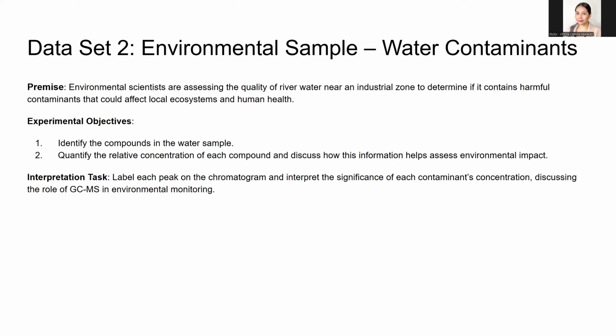So your experimental objective is to identify the compounds that are present in the water sample and then check the relative concentration of each compound and discuss how this can affect the ecosystems in the area and perhaps even human health. So similar to the previous group, you need to label each peak on the chromatogram and interpret the significance of each contaminant's concentration and discuss the role of GCMS in environmental monitoring.